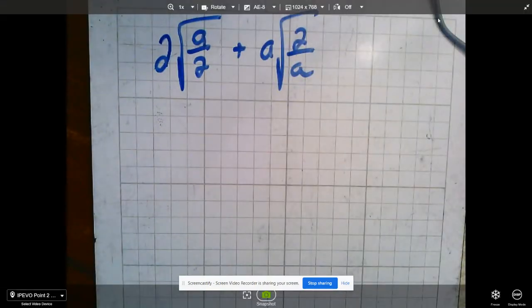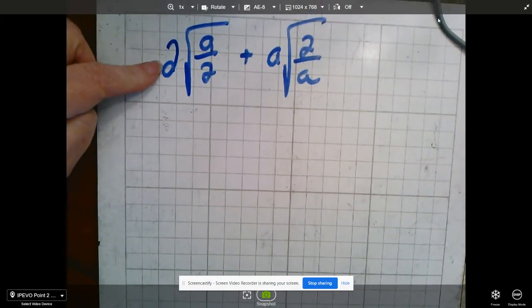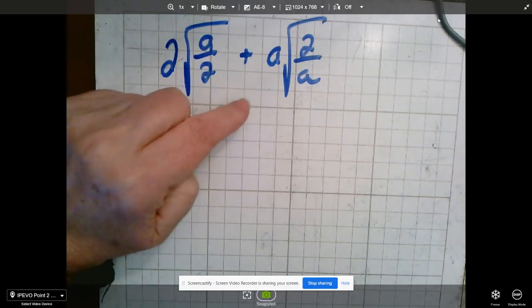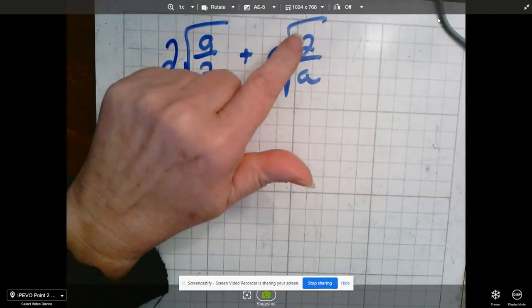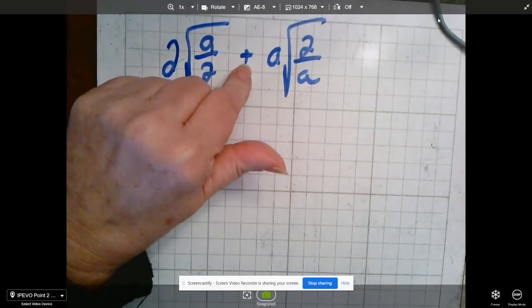All right, this is question 5 on RAD 5, and this is a really typical problem that kids have trouble with. So let's first take a look at it. You have 2, and you've got the square root of a over 2 plus a times the square root of 2 over a. So the first thing you have to think about is this is plus.